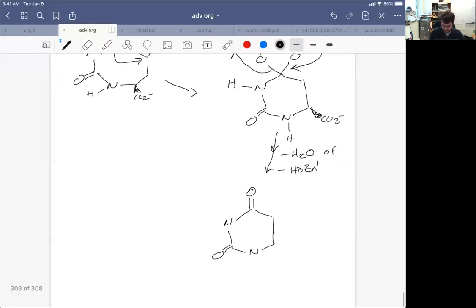Here, we have CO2 minus, H, H. Okay, now this is a cool molecule. This has got a cool name. It's called dihydroorotate. But let's get to the next step. So in the next step, we're going to do a desaturation to remove the 2 hydrogen atoms at these positions.